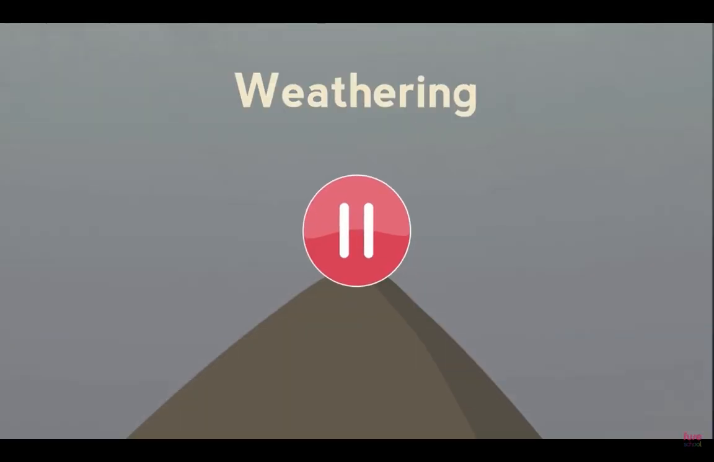Rocks get broken up by a process called weathering. Pause and think, what sort of weather might break rocks?